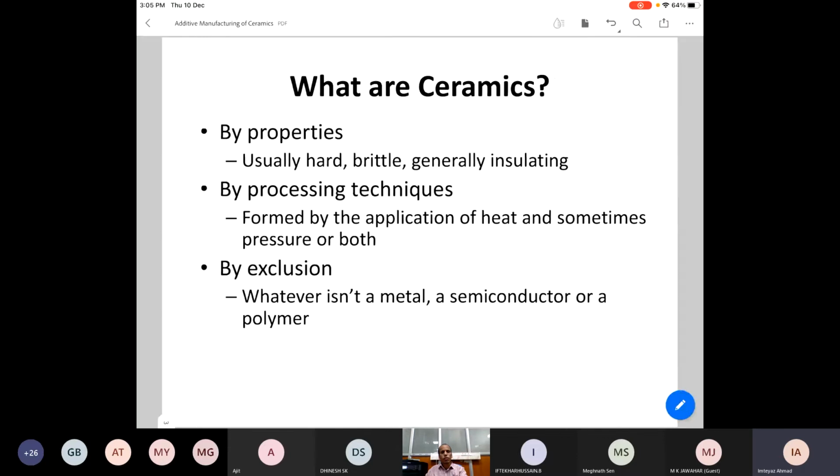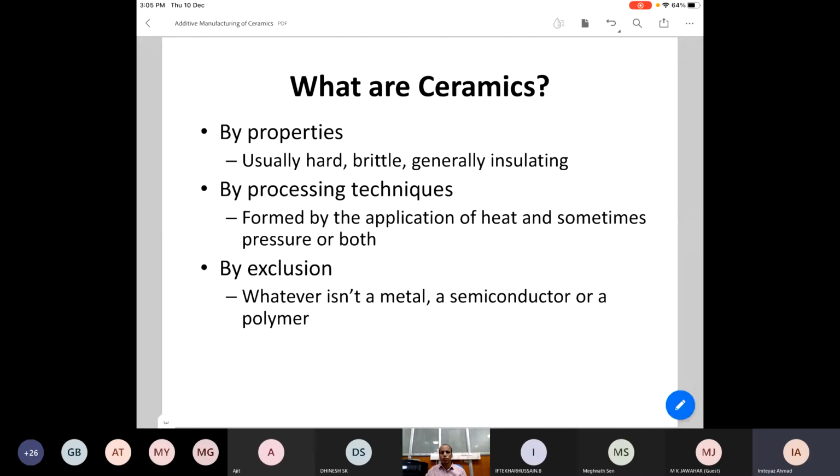So let's see. What are ceramics? Actually, ceramics by property are very hard, brittle, and generally insulating materials. That's what comes up. But there are examples of ceramics which conduct, for example, zirconium diboride is one of the ceramic materials which could conduct, pretty much like metallic.